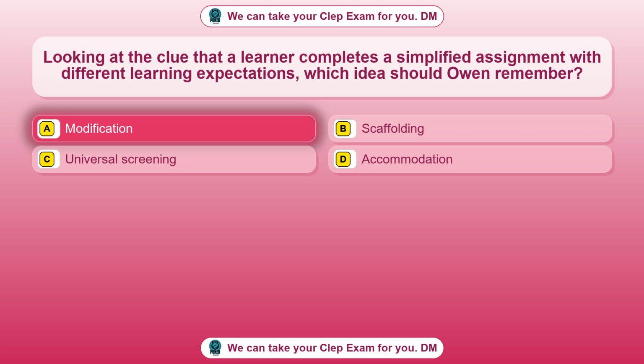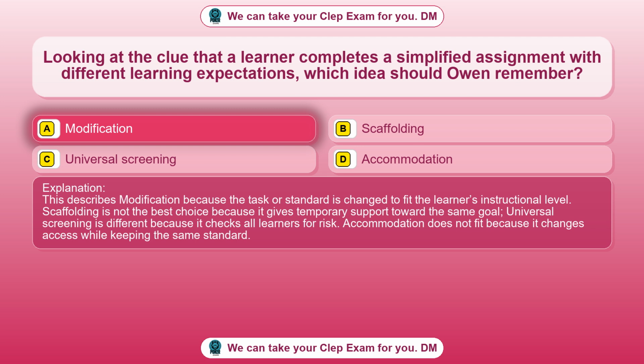Modification. This describes modification because the task or standard is changed to fit the learner's instructional level. Scaffolding is not the best choice because it gives temporary support toward the same goal. Universal screening is different because it checks all learners for risk. Accommodation does not fit because it changes access while keeping the same standard.